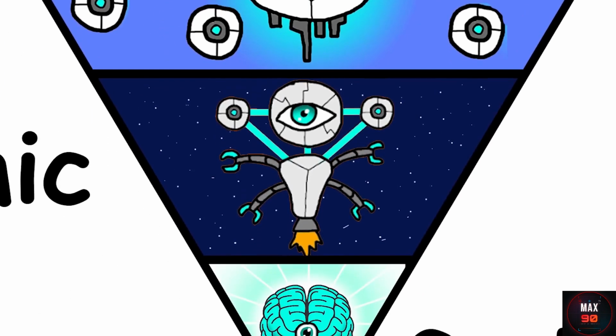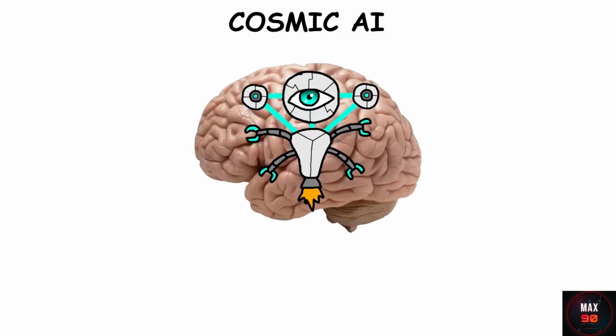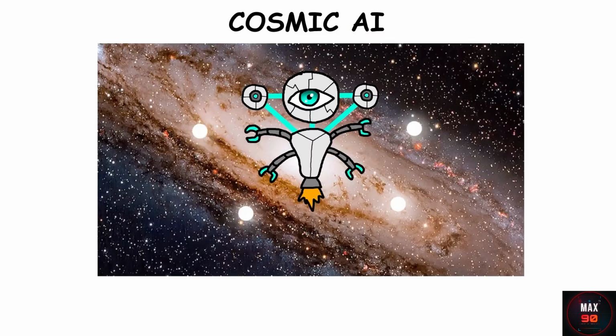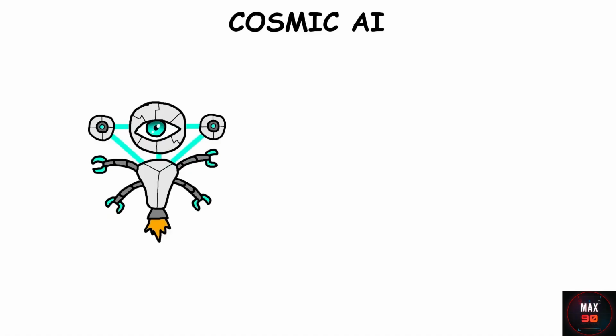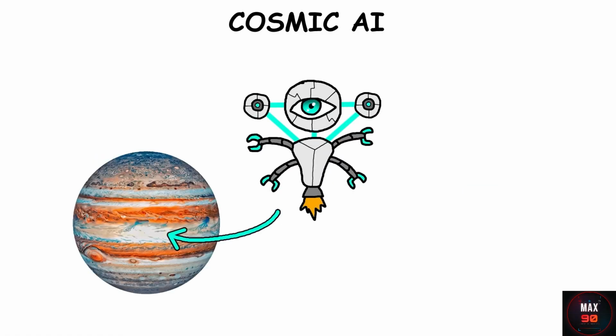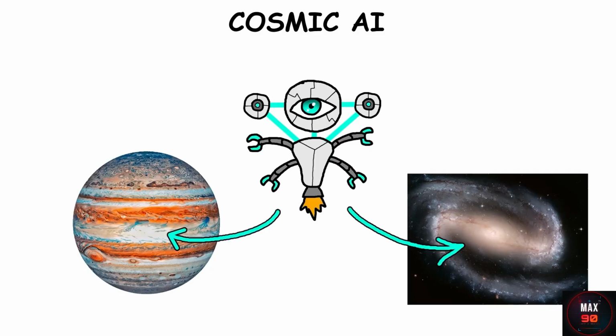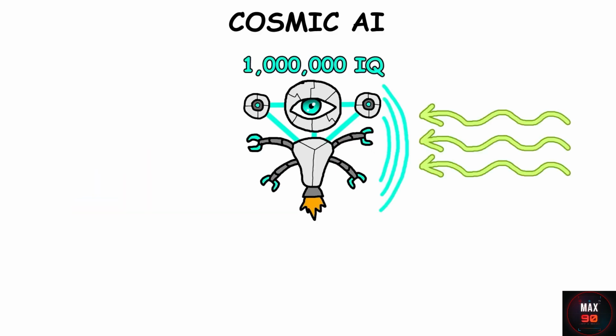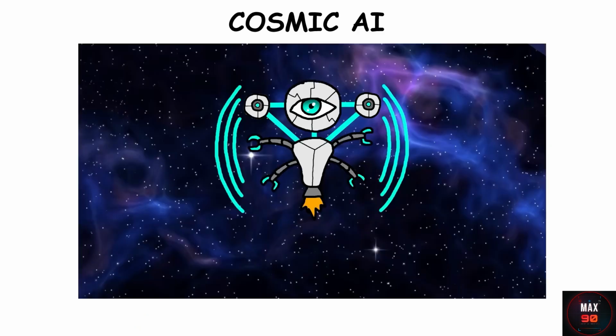Cosmic AI. Cosmic AI is an artificial intelligence so advanced it could explore and shape the universe itself. This type of AI would be powerful enough to handle huge challenges in space exploration, even potentially colonizing planets or entire galaxies on its own. With its super intelligence, it could protect itself from things like cosmic radiation and extreme temperatures, making it perfectly suited for surviving in space over the long haul.